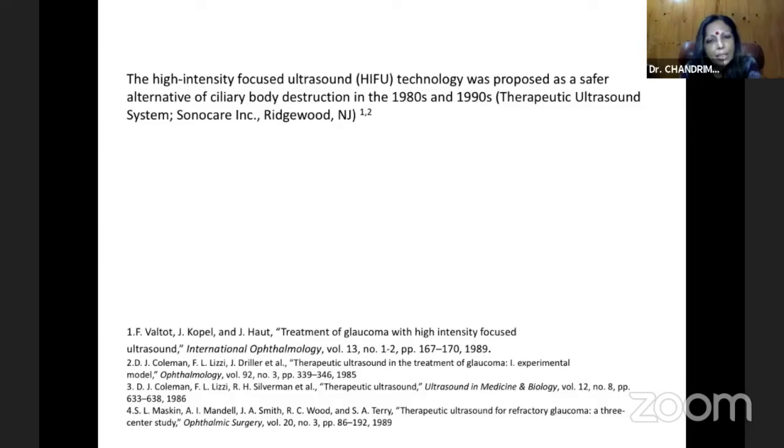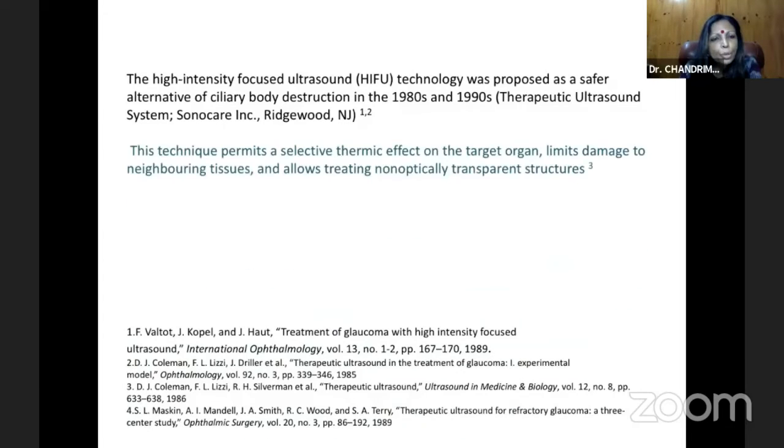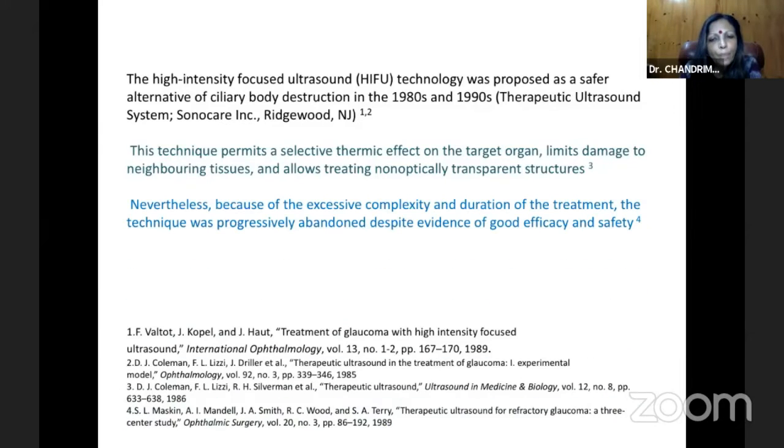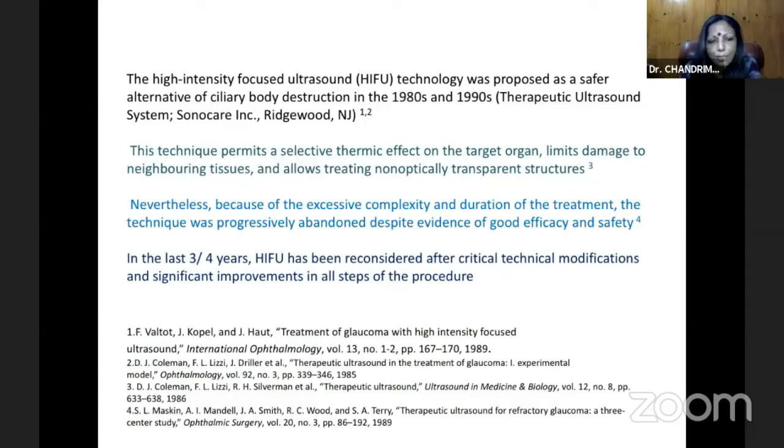So the high intensity focused ultrasound technology was proposed as a safer alternative of ciliary body destruction in the 80s and 90s by Sonocare. This technique permits a selective thermic effect on the target organ, limits damage to neighboring tissues, and allows treating non-optically transparent structures. Nevertheless, because of the excessive complexity and duration of the treatment, the technique was progressively abandoned despite evidence of good efficacy and safety. In the last 3 to 4 years, this has again been reconsidered after critical clinical modifications and significant improvements in all steps of the procedure.